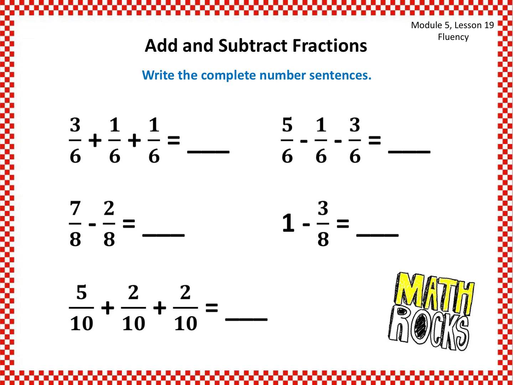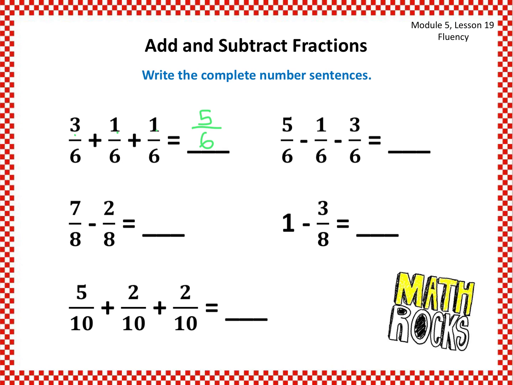All right, this last one, we are going to write the complete number sentences. So we are going to start off with 3/6 plus 1/6 plus 1/6. And remember that our denominator is going to stay the same because we all have the same denominator. We can't add or subtract if we don't have a matching denominator. So then we just need to add our numbers on top. 3 plus 1 is 4, plus 1 is 5. So our answer there, 5/6.